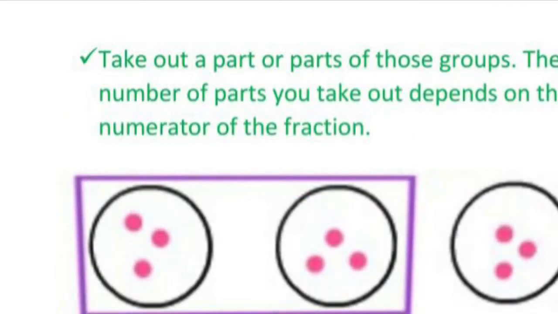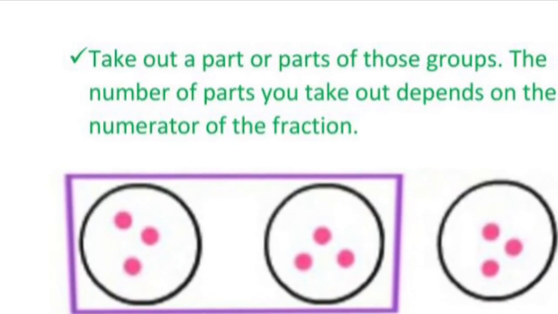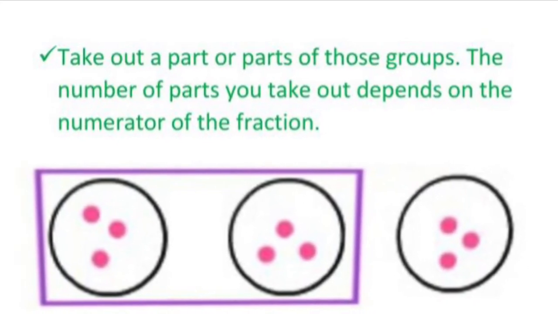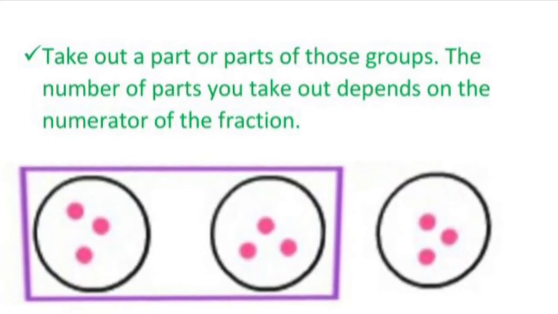Our next step tells us that we should take out a part or parts of those groups. Now, the number of parts that you take out depends on the numerator of the fraction. So if the numerator is 2, then you will take out 2 parts. The last thing you will do is to count the number of objects in the parts that you took out. In this case, you took out 2 parts, and the number of objects there is 6. So the answer is 6.